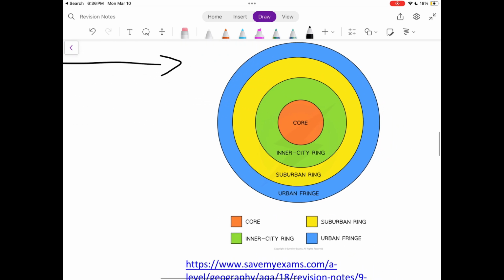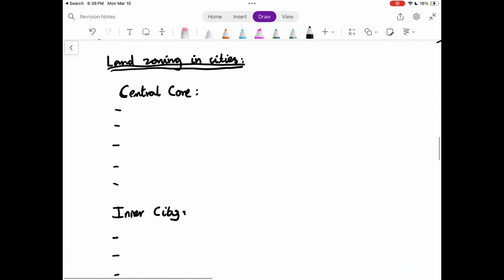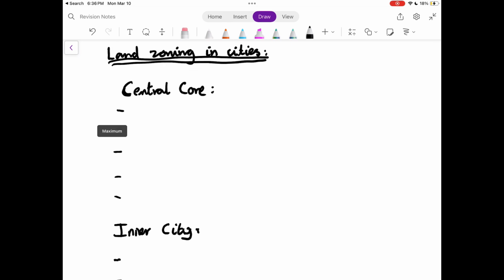So for each of the different land zones, you need to know the characteristics of each of them. So the central core contains the central business district, which can be abbreviated as CBD.